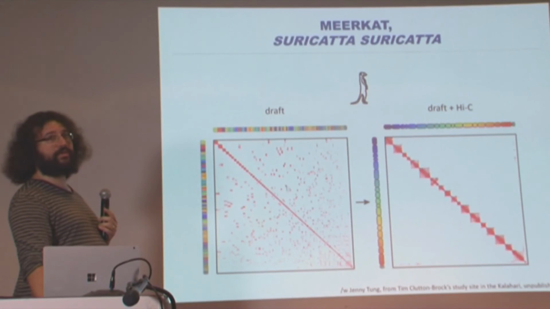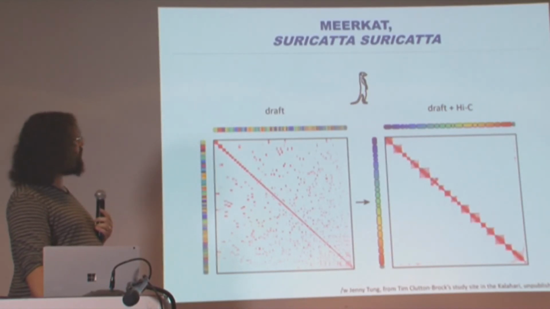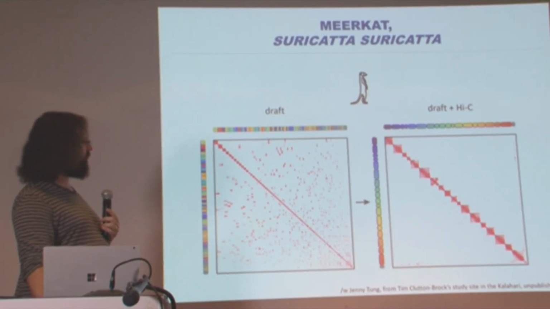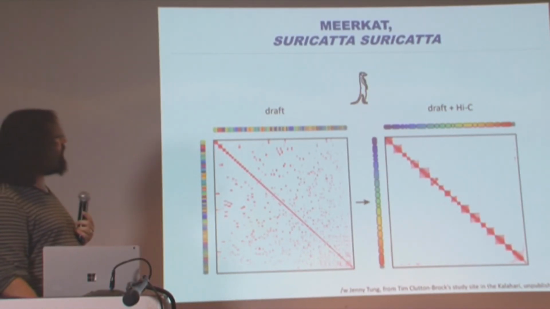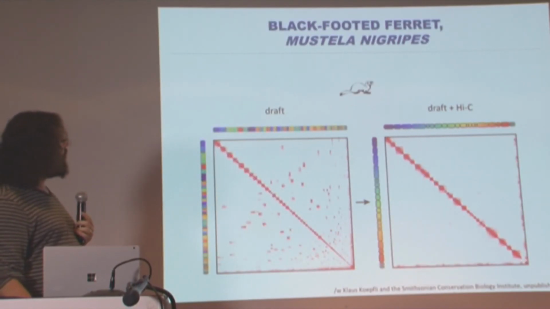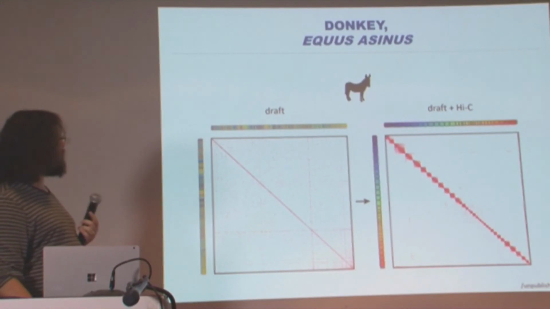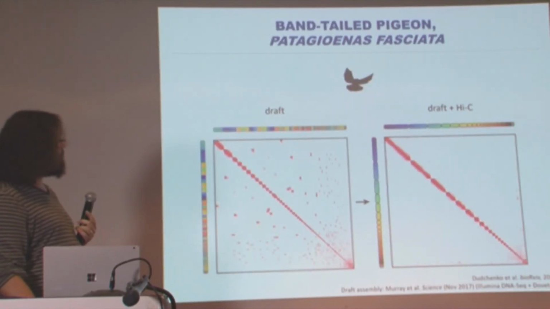Lion King is coming out this week. We did the meerkat for fans of Timon. Timon will be reassured. It is a much better genome now. Jenny Tung and Tim Clutton-Brock and others contributed some data and samples for that. We've done the black-footed ferret. Here's a donkey. This works across clades, not just mammals.